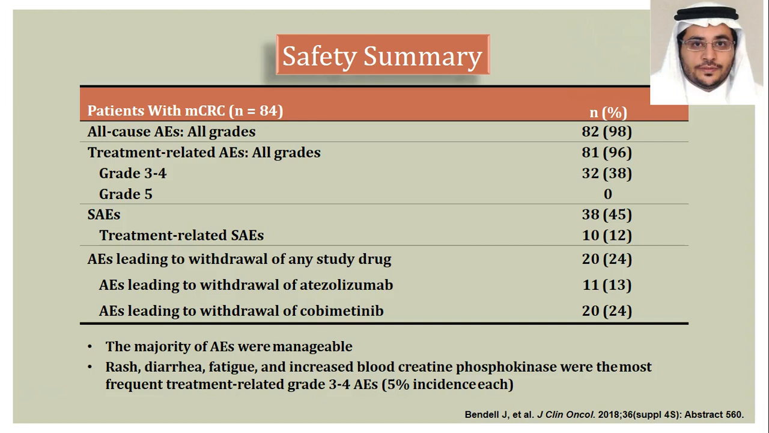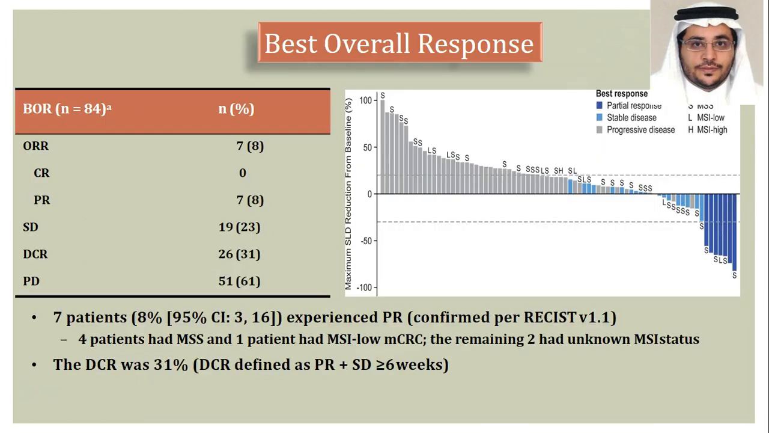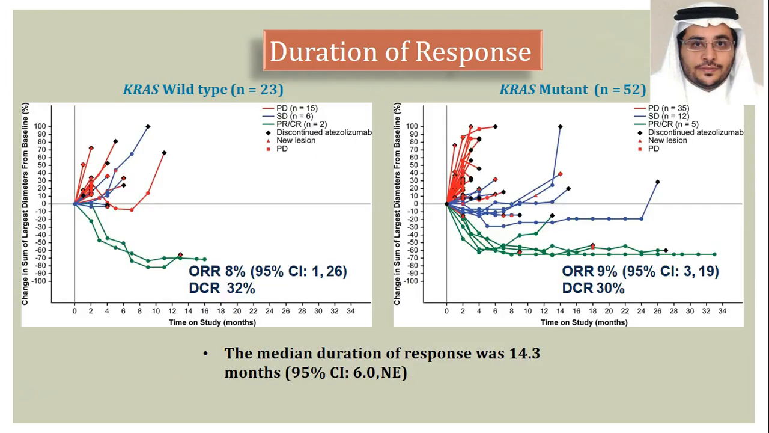Now, in terms of side effects, grade 3 and 4 is almost 40% when they combine the MEK inhibitor plus immunotherapy. And if you see the response rates, there was no complete response. The partial response was 8%, and stable disease 23%. So it's not very striking, the use of immunotherapy in MS stable disease. Even the duration of response was almost 8 to 9 months, and disease control 30%, which is not something striking like the MSI high.